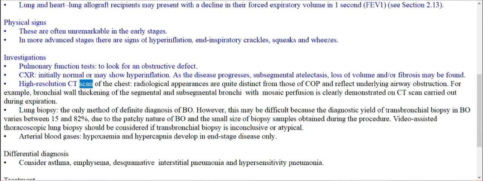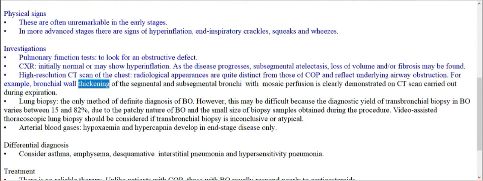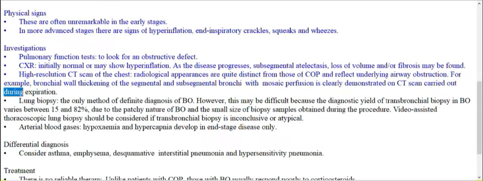High-resolution CT scan of the chest. Radiological appearances are quite distinct from those of COP and reflect underlying airway obstruction. For example, bronchial wall thickening of the segmental and subsegmental bronchi with mosaic perfusion is clearly demonstrated on CT scan carried out during expiration.